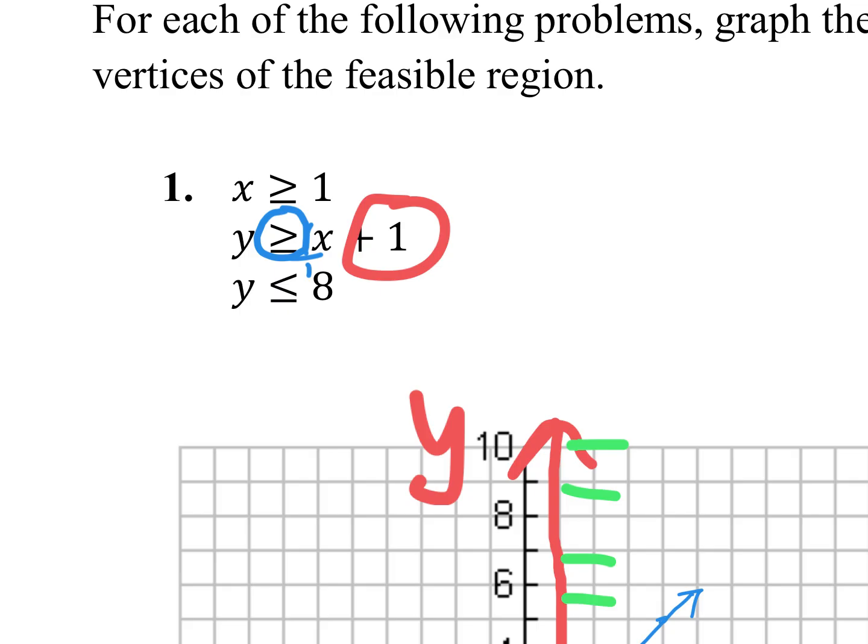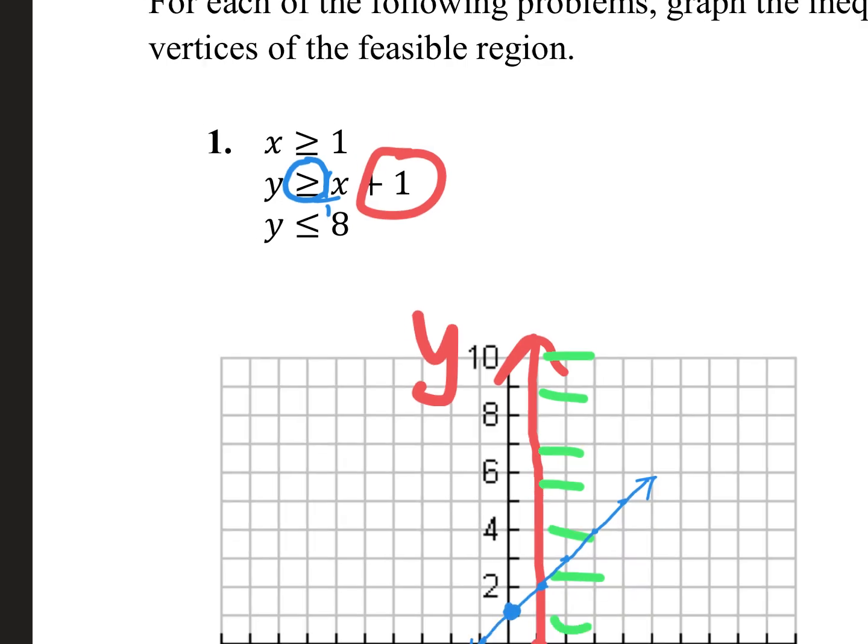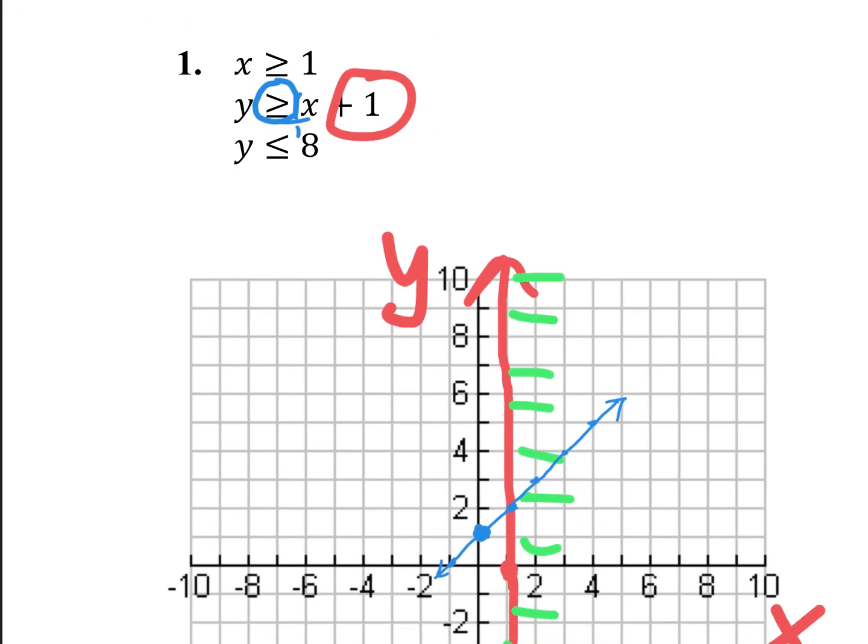Let's go with Alex Feltman. Which way should I shade, above the blue line or below the blue line? Hint, it says greater than. Above. Yep.